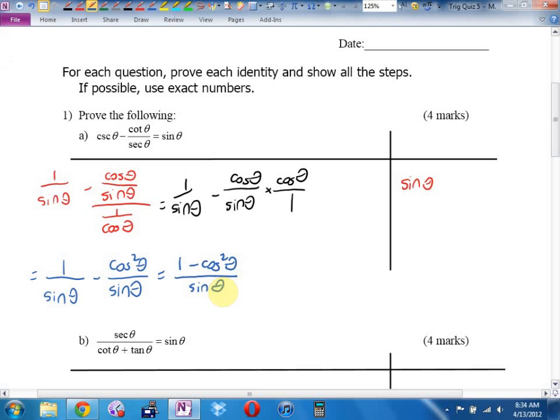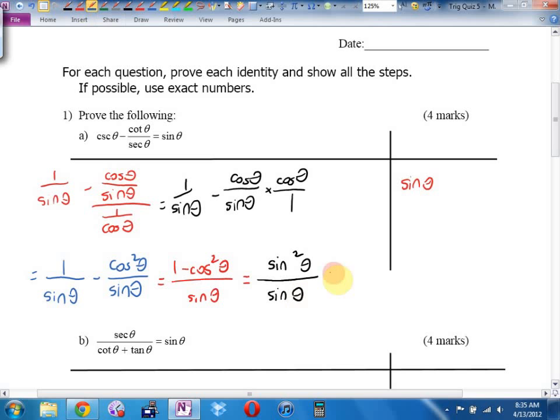What do I see? Ah, 1 minus cos squared theta. You know what? I should have changed colors, Mr. Dueck, because you're doing a different color for each step. So 1 minus cos squared theta all over sine theta. Then I went to black. Sine squared theta over sine theta. And then I can say, Spencer, how many sines on top? How many on the bottom? How many left and where? And I am, lo and behold, done.